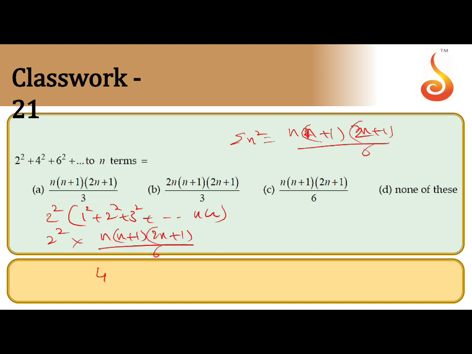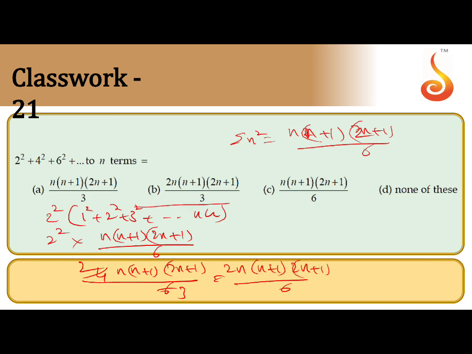So 2 square is what? 4n into n plus 1 into 2n plus 1 by 6. So the 2s and 3s cancel. Final answer: 2n into n plus 1 into 2n plus 1 by 6. I hope you understand. Using the sigma n square formula to get the answer is one method. There is another shortcut method, the verification method.